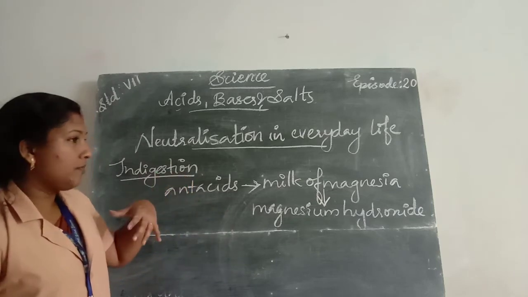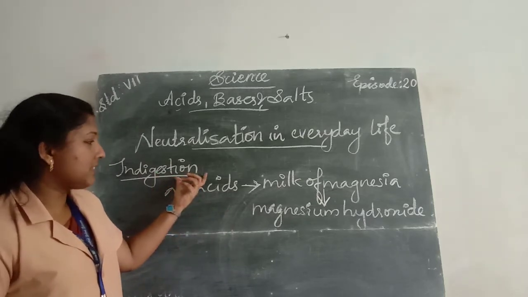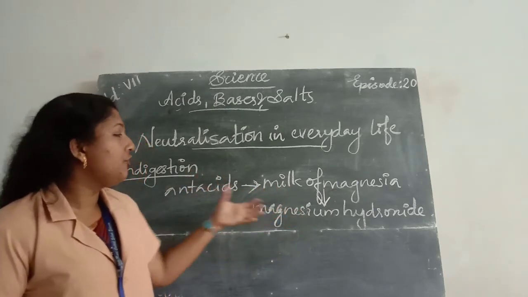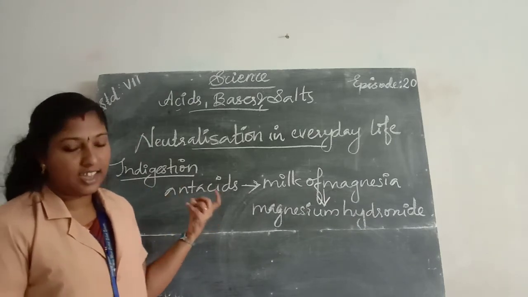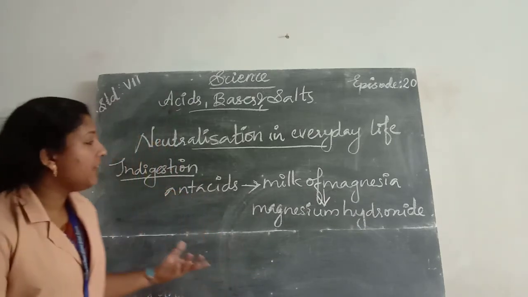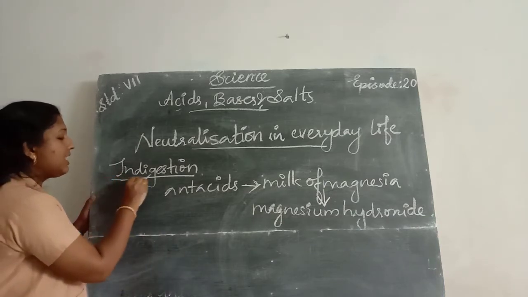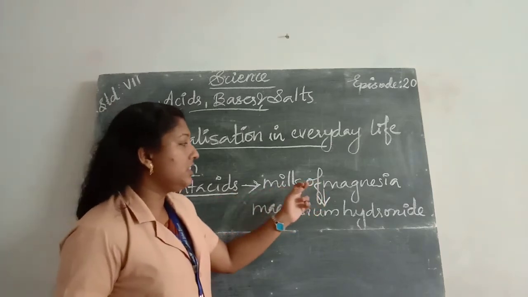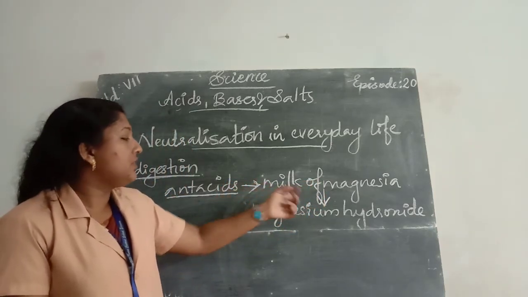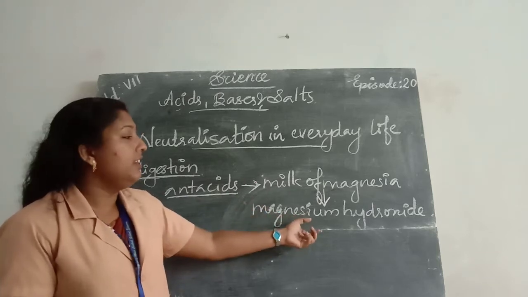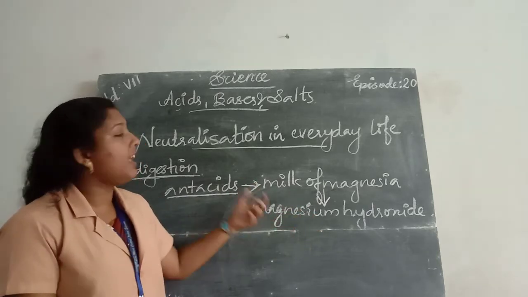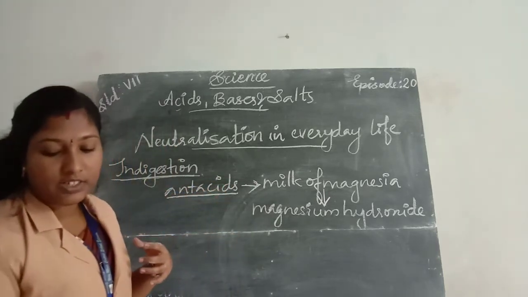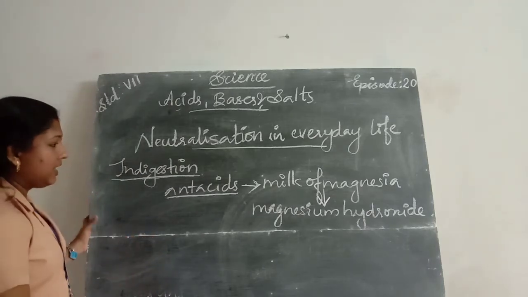So when our stomach produces excess acid and we take the antacid, milk of magnesia, it neutralizes the effect of the excessive acid. This magnesium hydroxide neutralizes the excess acid produced in our stomach. Okay, all of you understood? Then next we learn about ant bite.